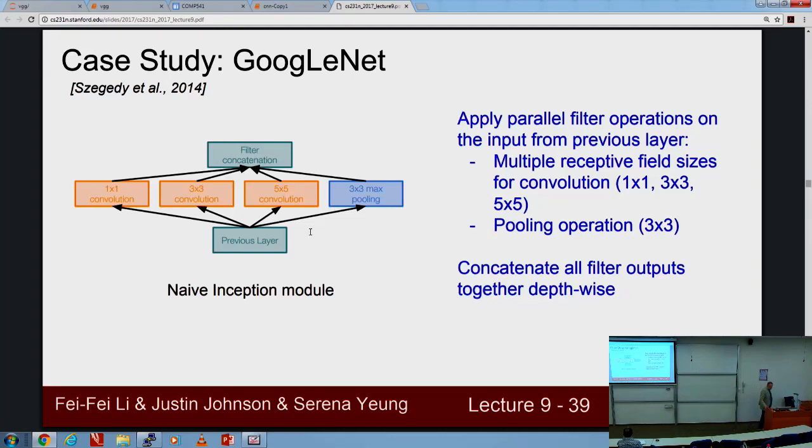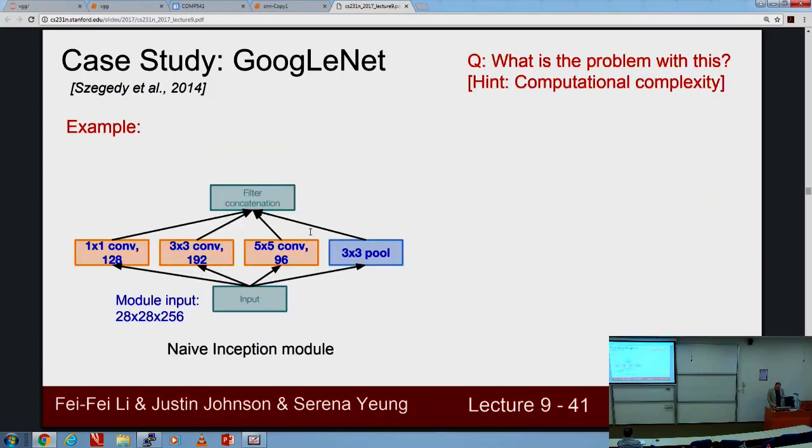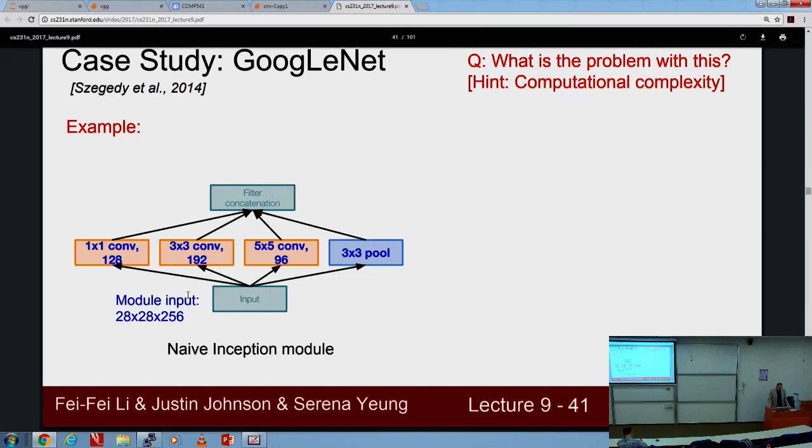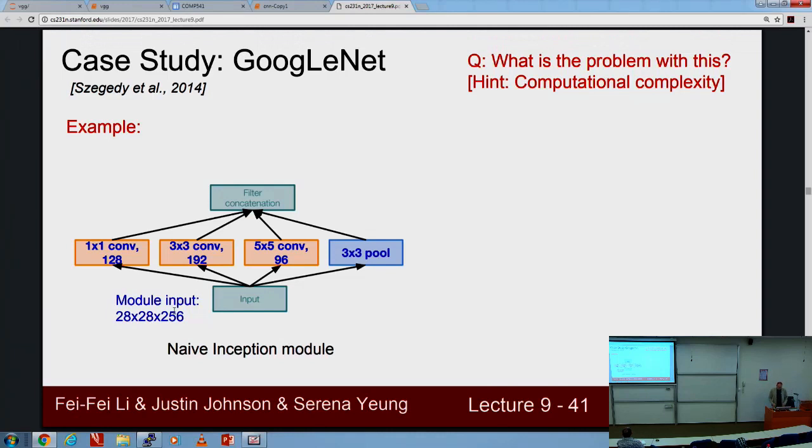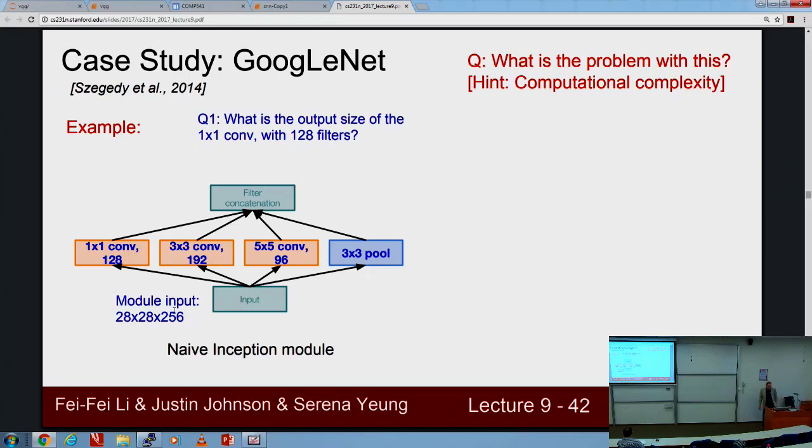But this happens to be a bit expensive. How expensive? Let's say, as an example, I have this many 1x1 convolutions, this many 3x3, this many 5x5, and there's this pooling here. And my input, let's say in the middle of the model somewhere, is 28 by 28 by 256. So again, let's return to our quiz. What is the output size of the first box, the 1x1 convolution with 128 filters?